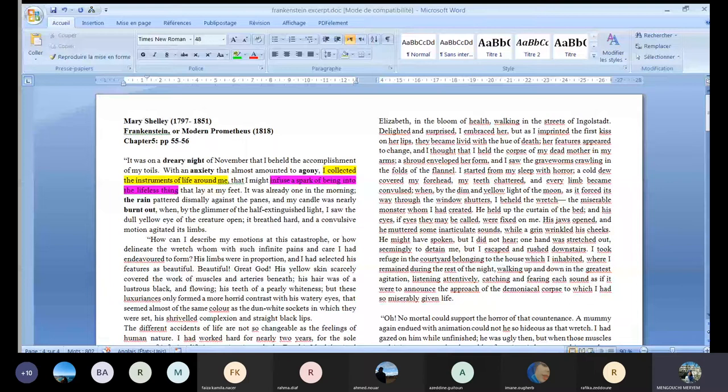His hair was of a lustrous black, flowing. His teeth were of a pearly whiteness, but these luxuriances only formed a more horrid contrast with his watery eyes that seemed almost of the same color as the dun-white sockets in which they were set. His shriveled complexion and straight black lips.